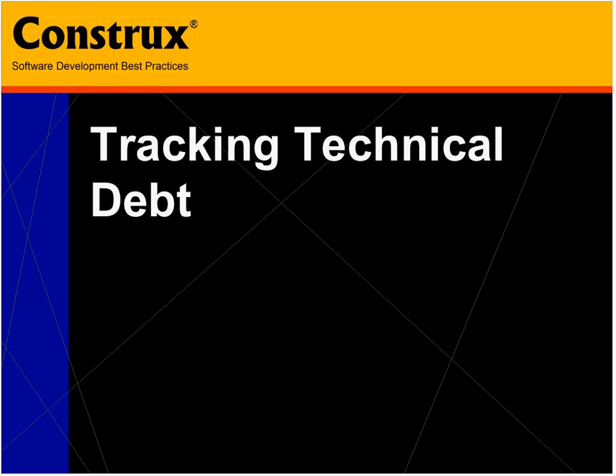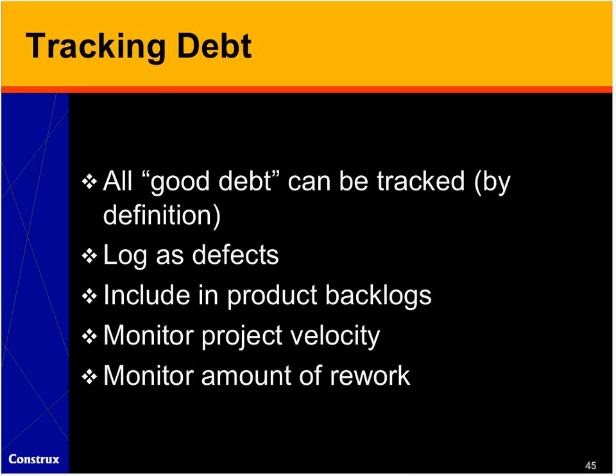I'd like to turn now to the topic of tracking debt, and I believe that all good debt can be tracked. By definition, any debt that we intend to take on, we should be able to identify individually, put into a product backlog or a bug list, and track it in those ways. We've seen some companies track debt by defects. We've seen other companies track them in product backlogs.